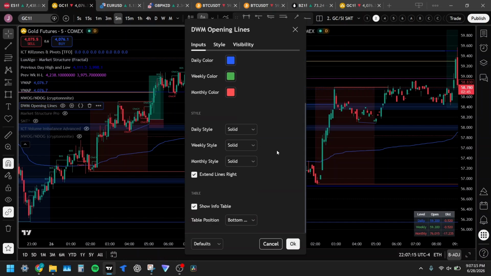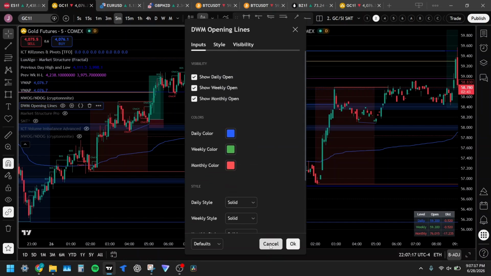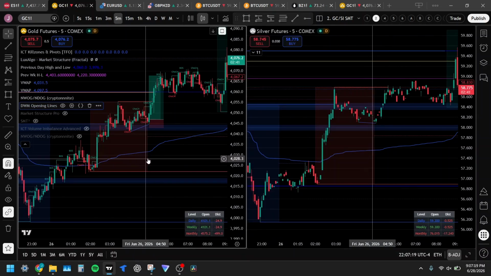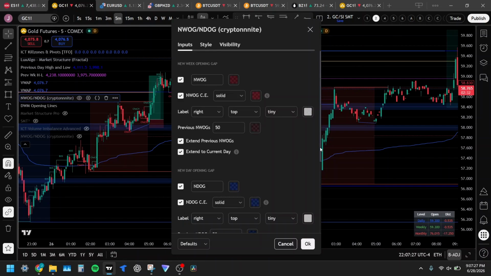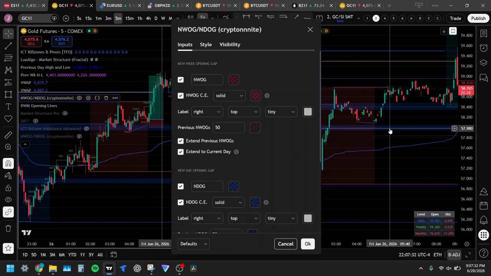I made this using ChatGPT. It's a pretty good indicator. All it does is tell me what the daily, monthly, and weekly opening lines are. I don't really use it that often. Over here, new day and new week. Here are my settings. I use this to display the new day and new week opening gaps. It has it set to the bodies. It doesn't use the wicks, so it uses the body because I want to use the entire thing.